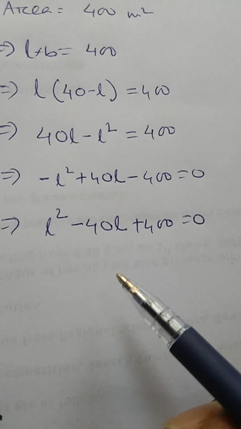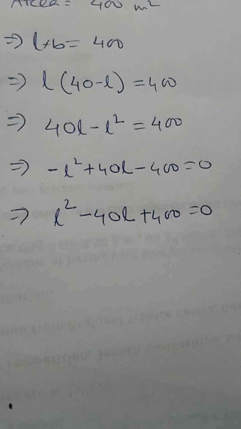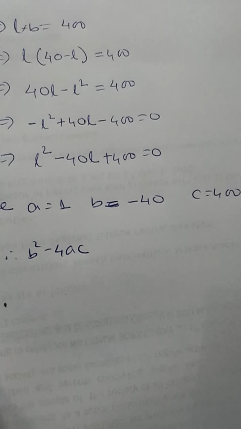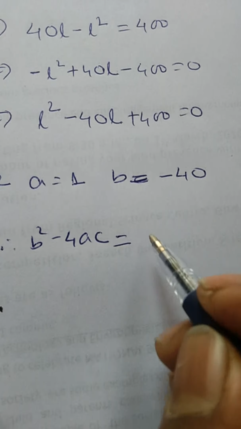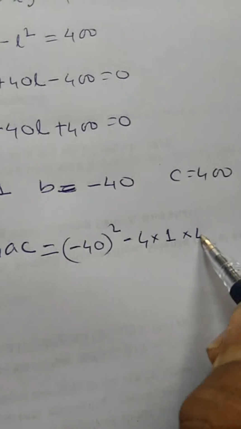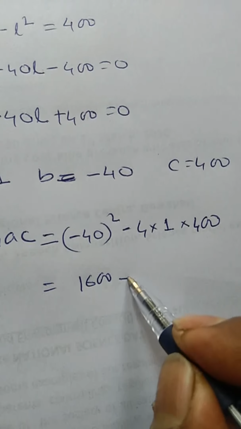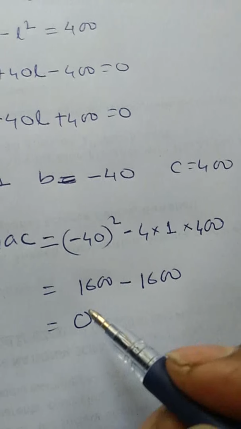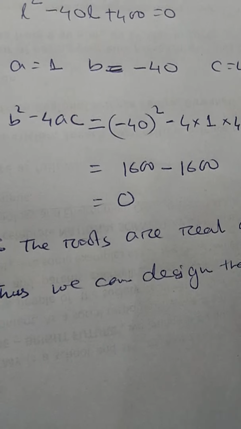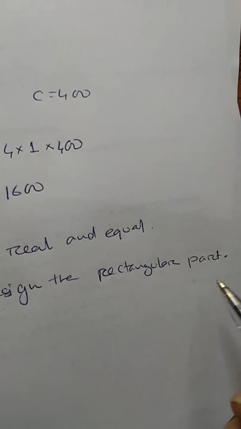Now from here we have to find the value of discriminant to see whether the condition is possible or not. From the equation, A is 1, B is minus 40 and C is 400. So therefore B square minus 4AC equals to the value of B square minus 4 into A into C. So minus 40 whole square, that will be 1600, minus 1600, so equals to 0. So if B square minus 4AC is 0, then the roots are real and equal. So roots are real and equal, and then we can design the rectangular park with the given condition.